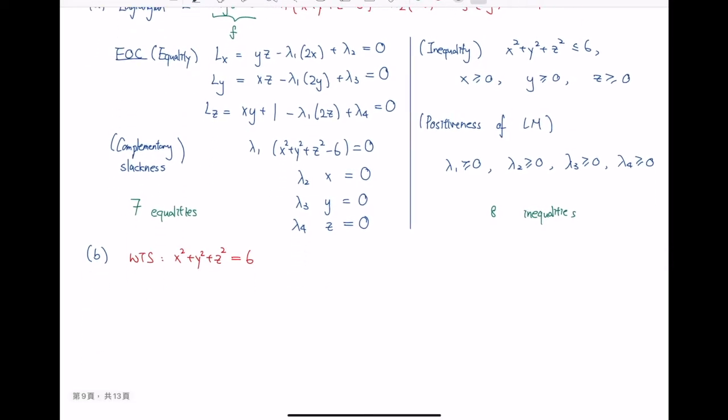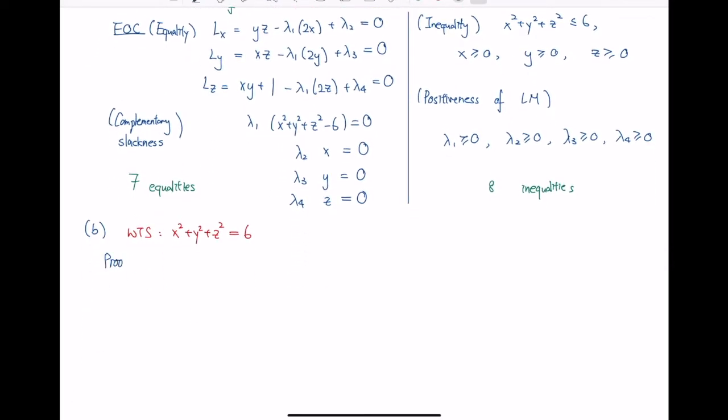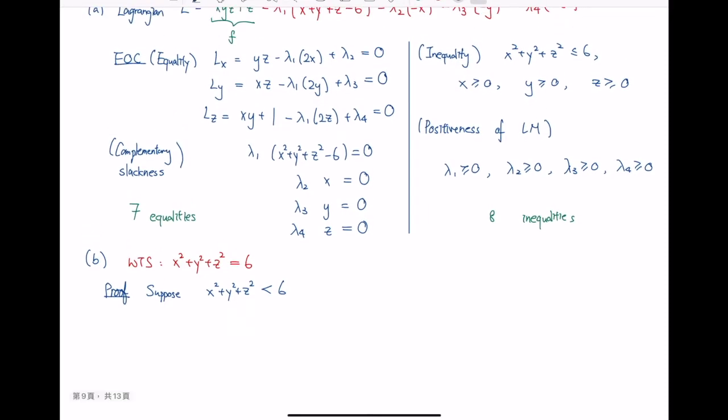So what's the proof? Well, if we're not too sure why the equality is always true, let's suppose by contradiction that x squared plus y squared plus z squared is strictly less than 6. Then what will happen? Look at this equation here. If x squared plus y squared plus z squared is strictly less than 6, then this is not 0. So this enforces lambda 1 has to be 0.